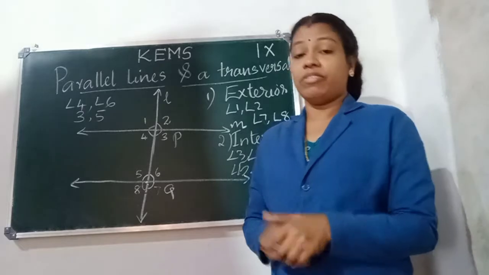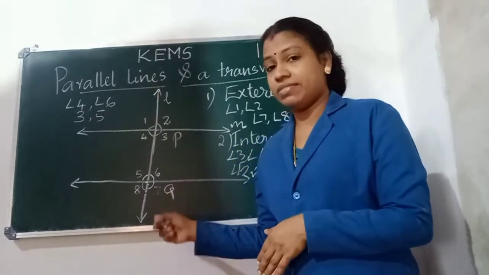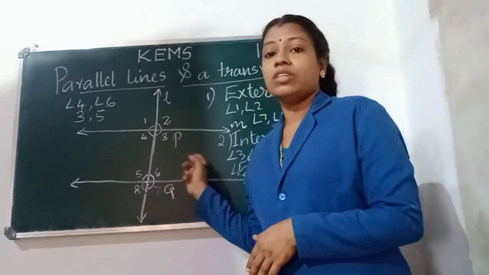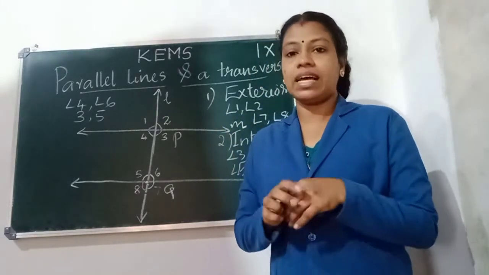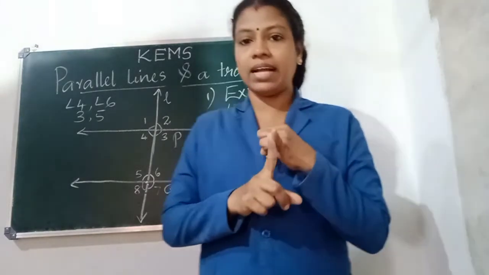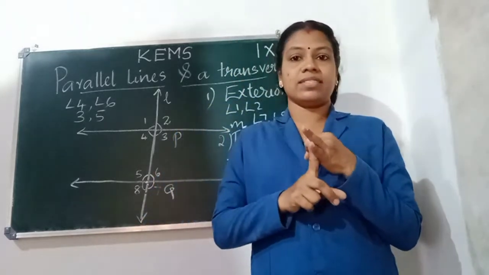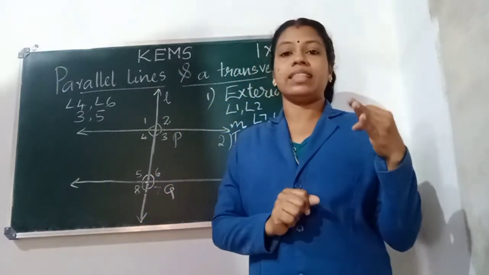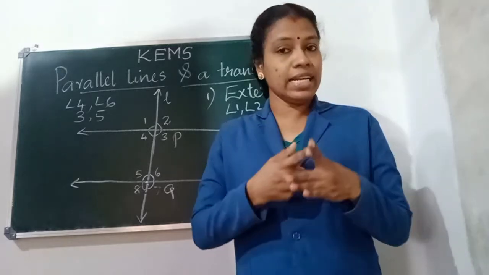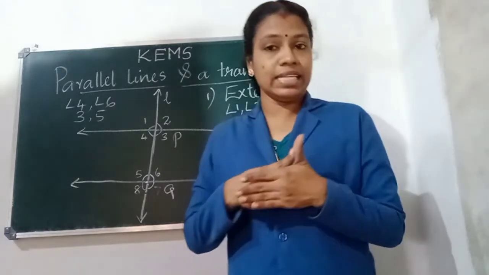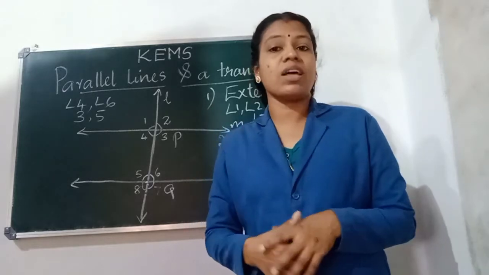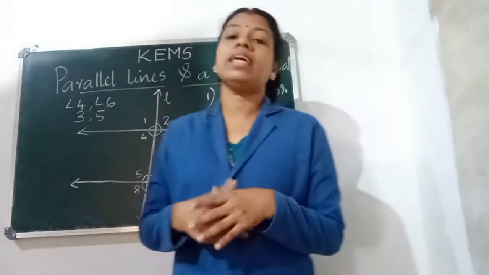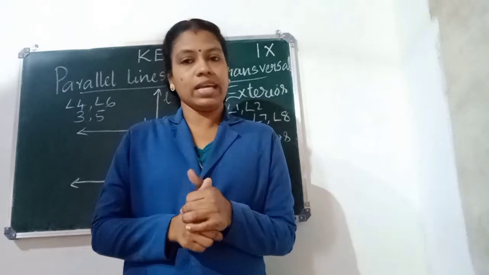So these are the pairs of angles formed when a transversal intersects two parallel lines. Okay, clear? Which are the angles? Exterior angles, interior angles, corresponding angles, alternate interior angles, alternate exterior angles, and interior angles on the same side of the transversal. Okay, clear?